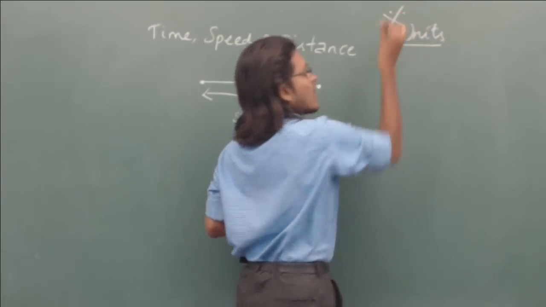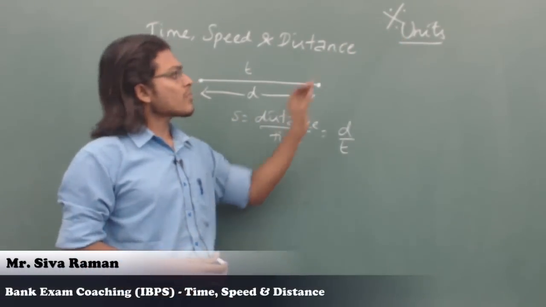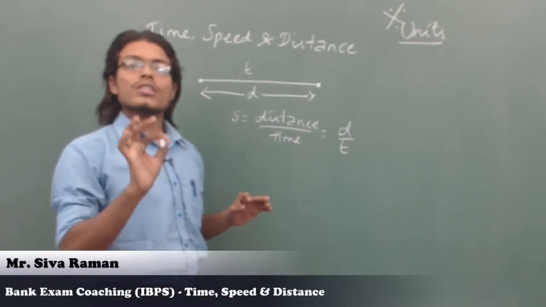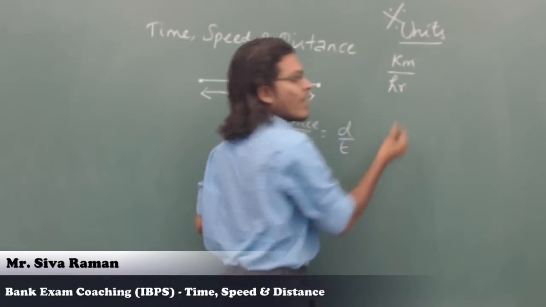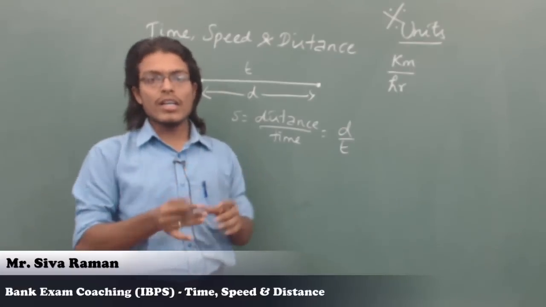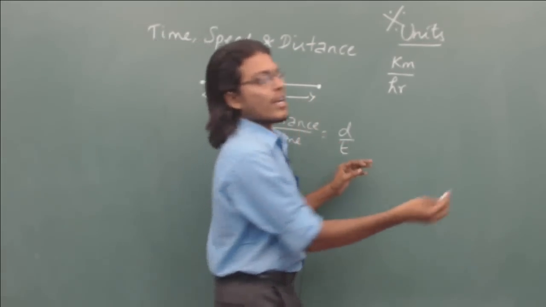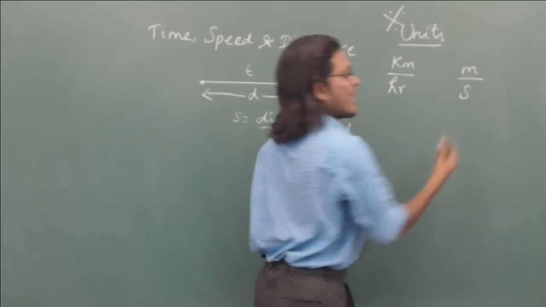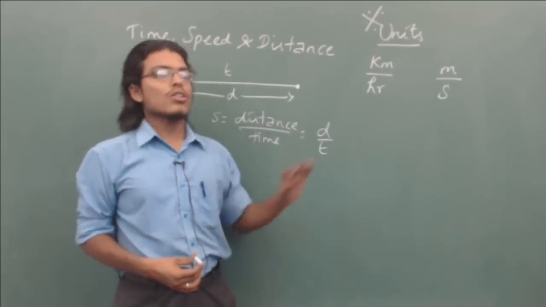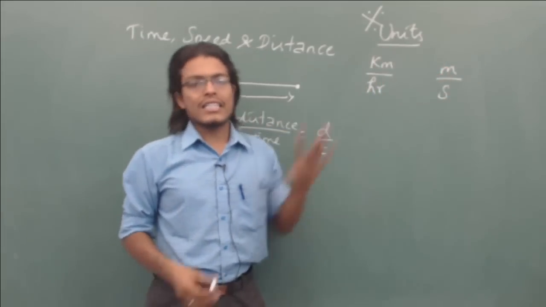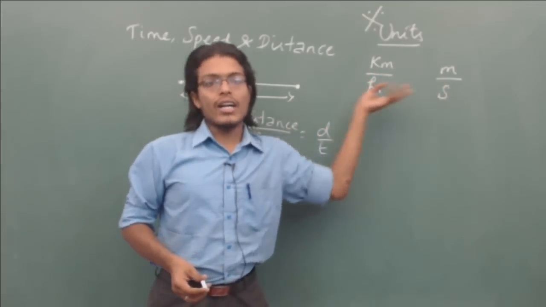This is very important, because if you are careful about the units, we can avoid a lot of mistakes. The most commonly used unit is kilometer per hour. So, how many kilometers you travel in each hour, that is the speed. So, that is kilometer per hour, and the other unit is meter per second. These two are the commonly used units in time, speed and distance. In most of the problems, you will need to convert one unit to the other and vice versa.